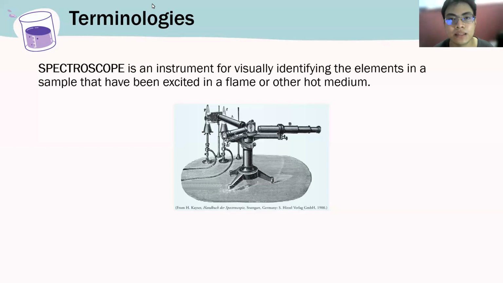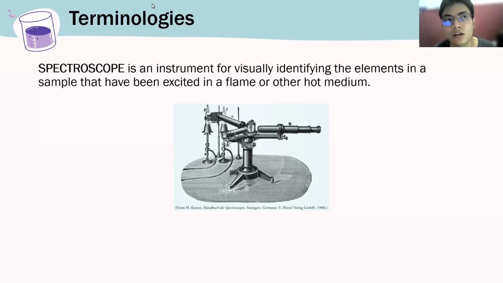Ito rin yung ginamit ng mga physicists, mga astronomer before, that helped them conclude na yung sun natin is primarily made of hydrogen and helium. So yun yung ginamit nila. So thanks to Niels Bohr, thanks to Newton and all the other physicists, na using this, nalaman nila what elements yung pwedeng mag-exist from a light source.